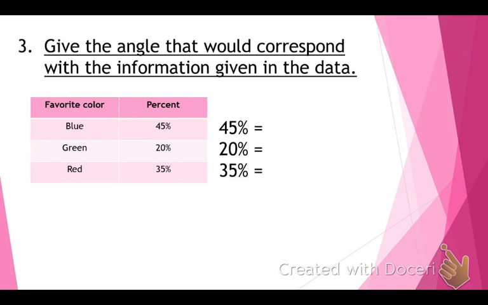360, okay? So when we're doing P times of equals is, we have to change the percent to a decimal, 0.45, and then we are going to multiply that by the total number of degrees that a circle has, 360. Okay, so right here we're just multiplying 45% times 360 degrees. What's the answer? 162 degrees. Now I want you guys to go ahead and do 20% and 35% on your own.